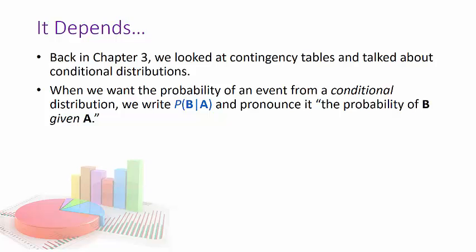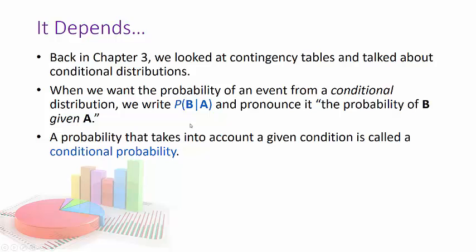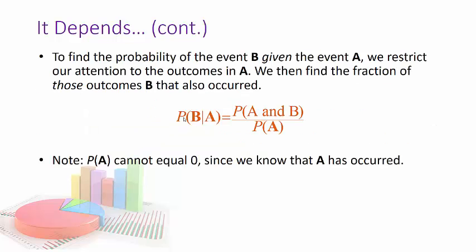And the main thing is we write this probability of B given A. This vertical bar here is pronounced as given. So probability of B given that A happened. You know that A occurred. When you know that one of the conditions occurred, that is conditional probability. So I don't want the probability of B in general. I want the probability of B knowing that A happened.